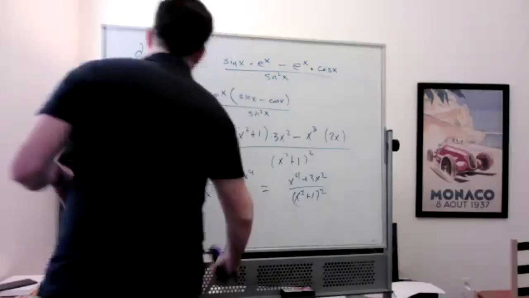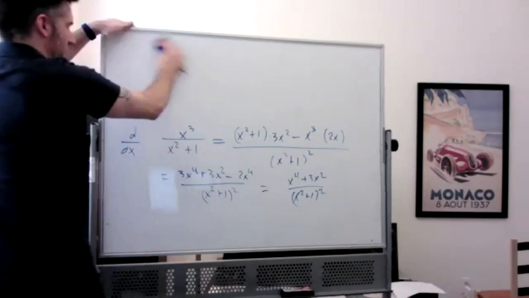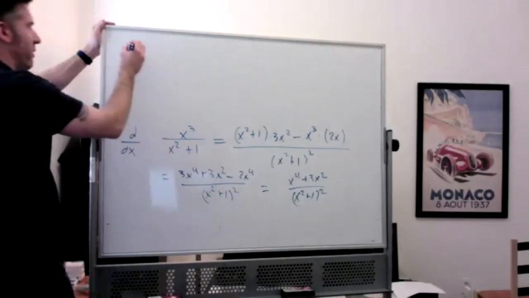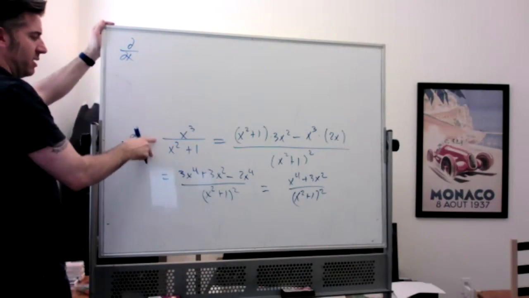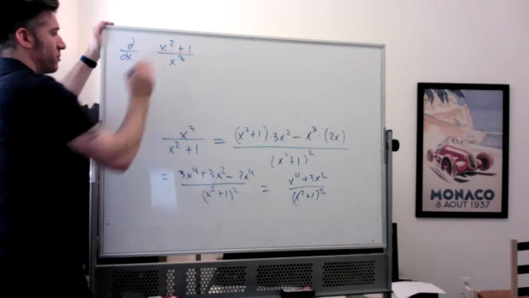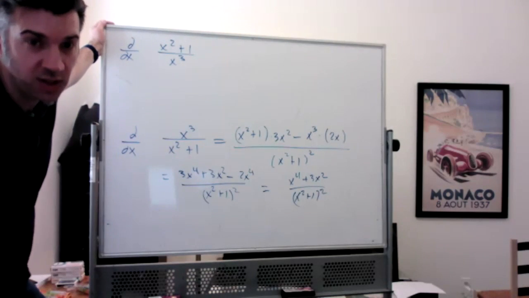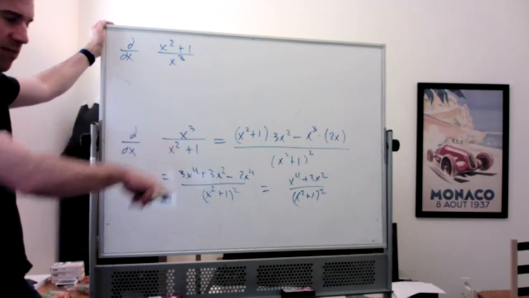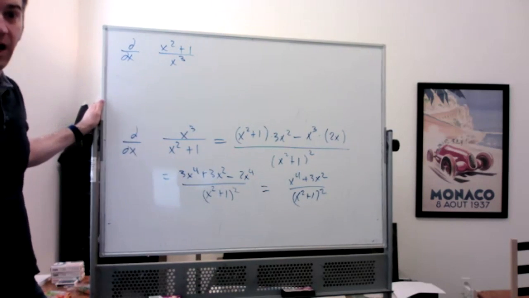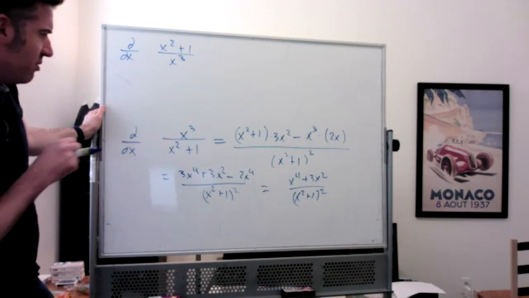But what I do want to show you is, what if we go the other way? What if we find the derivative of the reciprocal, x squared plus 1 over x cubed? We could certainly use the quotient rule here. But can we go over how to find horizontal tangent lines? For sure. In fact, we'll look at both of these and talk about how we can find a horizontal tangent line for them. Excellent question.